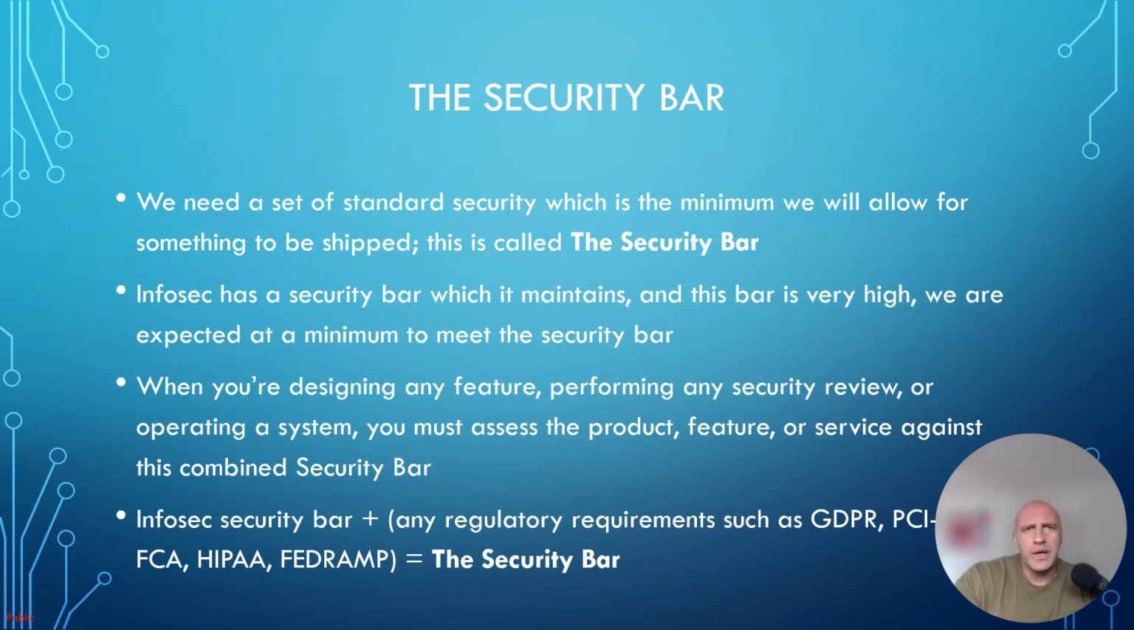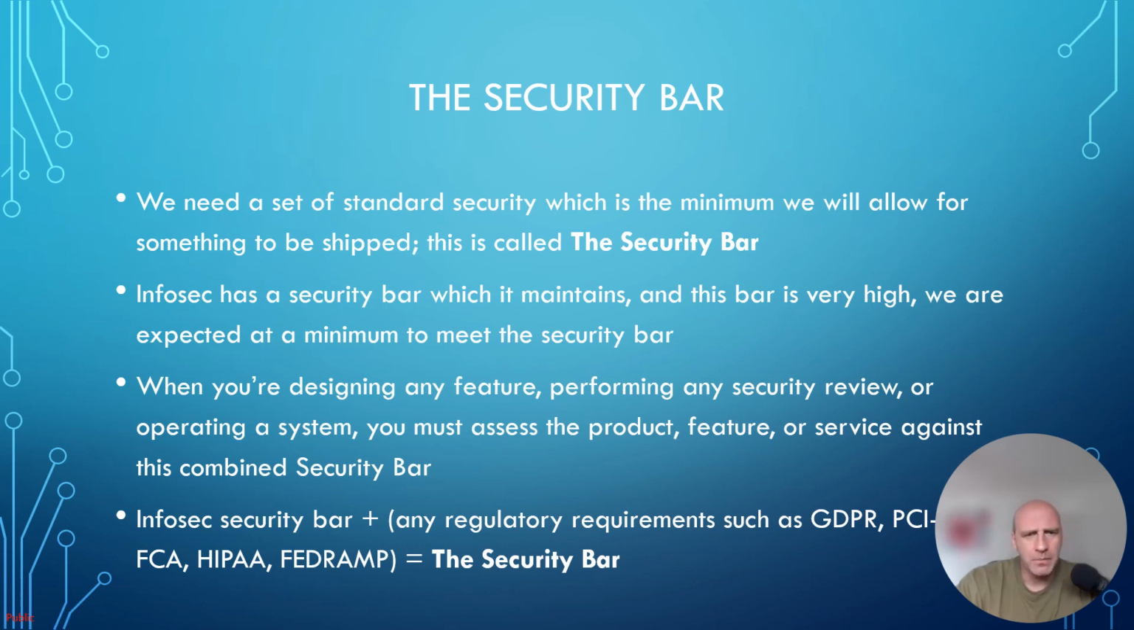So let's explore what the security bar is. We need to set a standard of security, which is the minimum we will allow something to be shipped, as in code shipped to production. This is called the security bar. The information security team has a security bar which it maintains. It's an autonomous security standard, and normally we set the bar as high as possible. We have an expectation at minimum to meet the security bar.